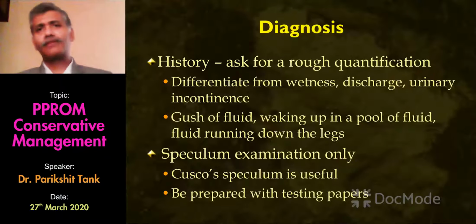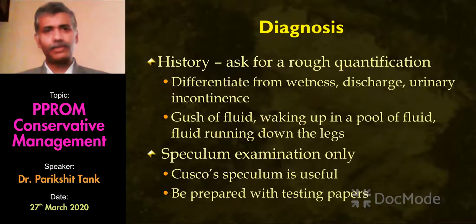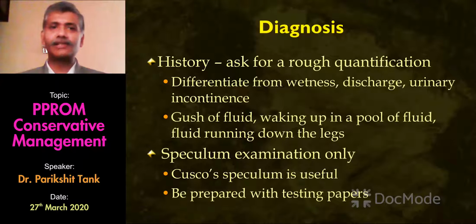So how does one make the diagnosis? Usually, a good history is very, very telling when it comes to the diagnosis of a preterm pre-labor rupture of membranes. Now, often women will say something like they have some wetness down below, or they are noticing a discharge, or they might actually be able to assess that it's a urinary incontinence.